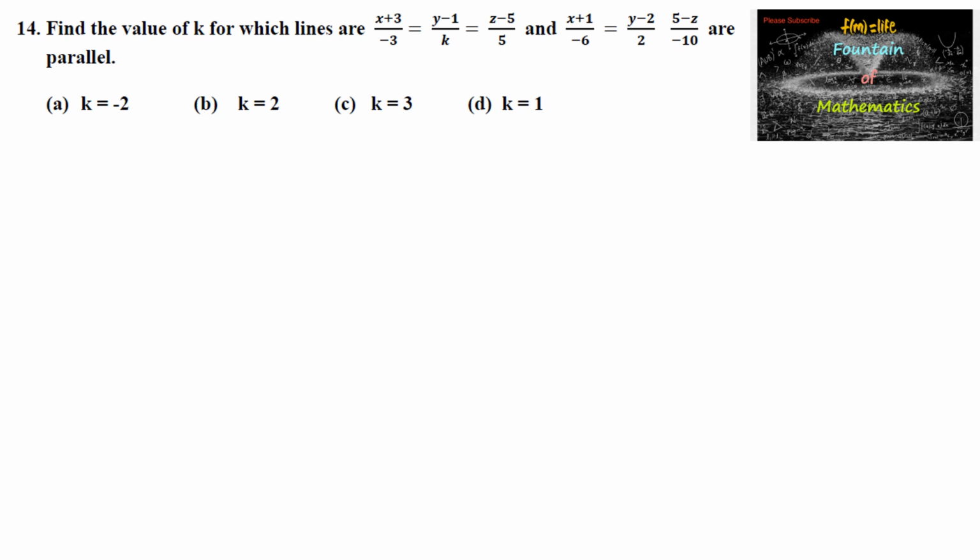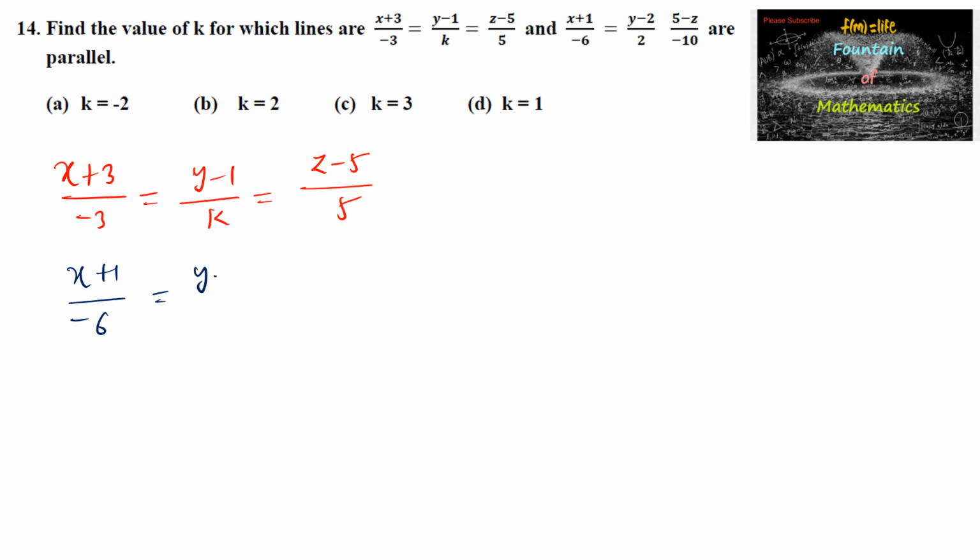Find the value of k for which the lines (x plus 3) upon minus 3 is equal to (y minus 1) upon k is equal to (z minus 5) upon 5, and another line (x plus 1) upon minus 6 is equal to (y minus 2) upon 2 is equal to (5 minus z) upon minus 10.